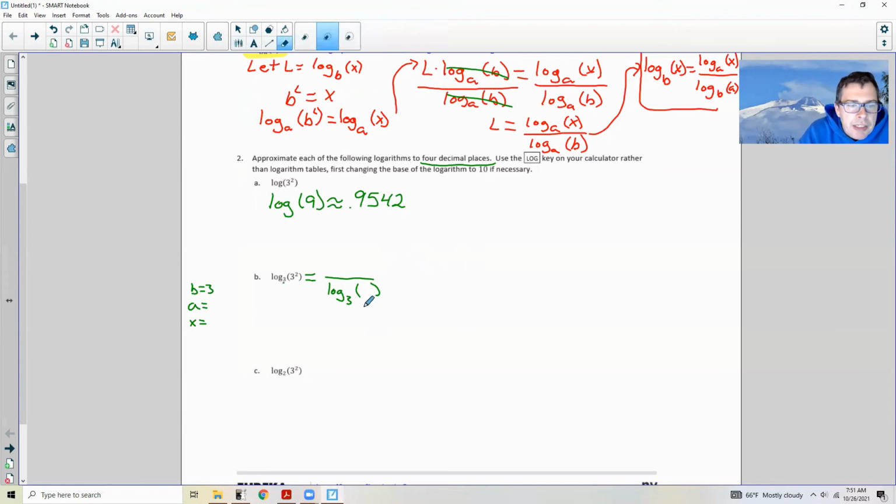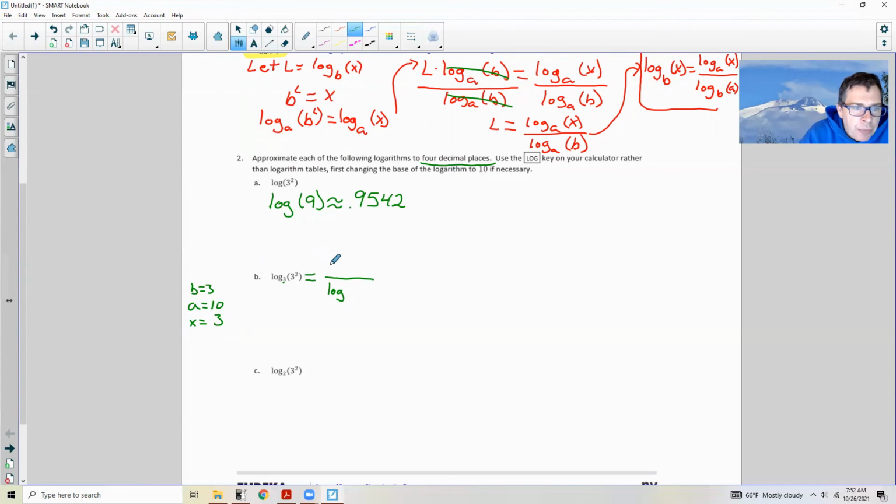Actually, not log base 3. So what is a? Log base b of x equals log base a. Well, our base a, we're trying to get it to be base 10. And our x is going to be the number that's in the parentheses, which is 3 as well. This power goes out in front.